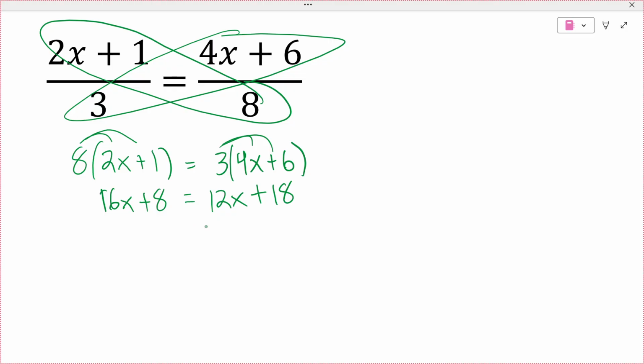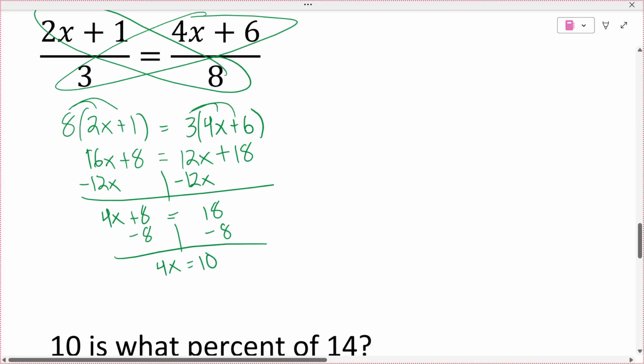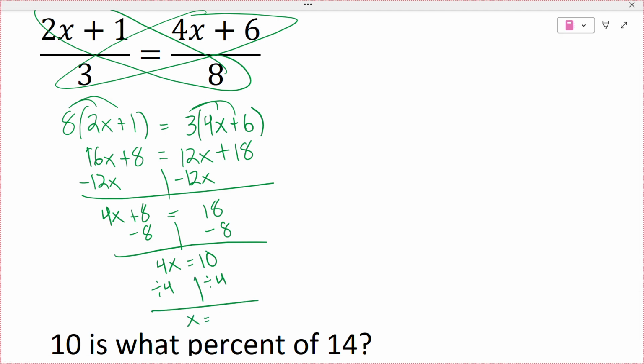From here, multi-step equation. I want to work on getting my variable all on one side. Do that first. So I have 4x plus 8 equals 18. Now I have a two-stepper, minus 8 on both sides. 4x equals 10. Divide by 4. Divide by 4. And I get x equals 2.5.